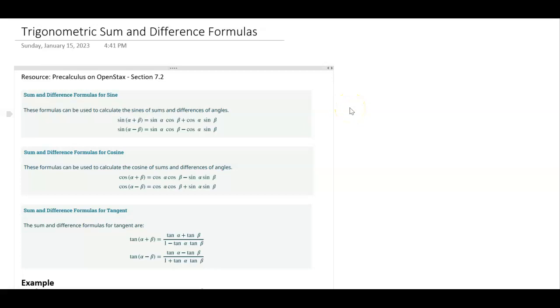In this video, we're going to look at the different trigonometric sum and difference formulas for sine, cosine, and tangent, and how to use them. You would probably be able to access these on a quiz or a test. There's no reason for you to have to memorize them. It's more just making sure you understand how to use them.